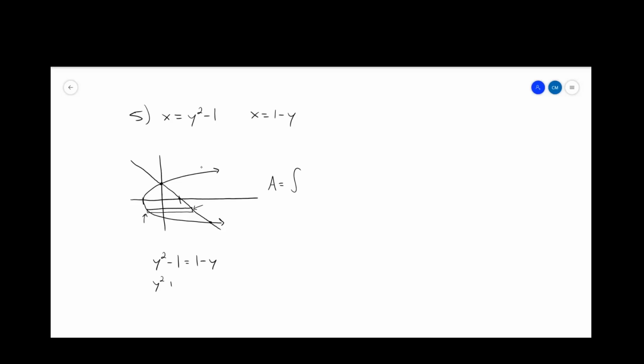y squared plus y minus 2 equals 0. Factor this, we get y minus 1, y plus 2. And so it looks like our points of intersection are at y equals 1 and y equals negative 2. So this y value down here, where those intersect, that's negative 2. This y value up here, that's 1. Okay, any questions about what we're doing so far?